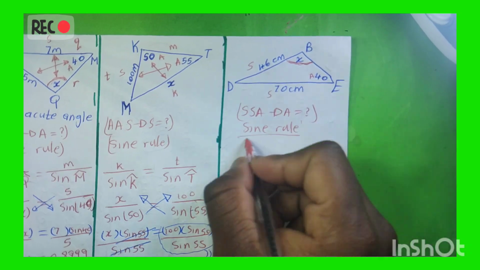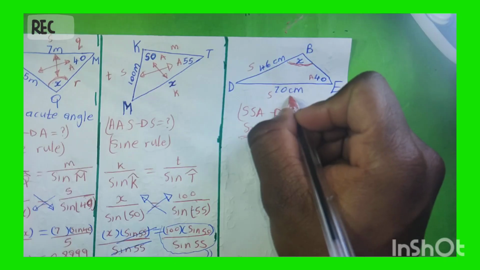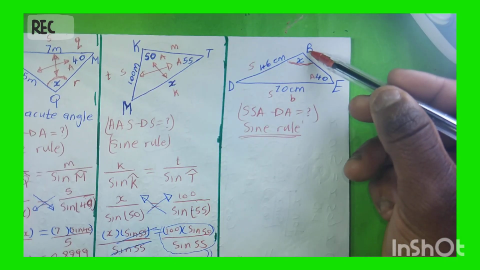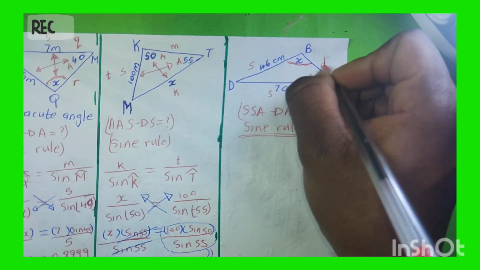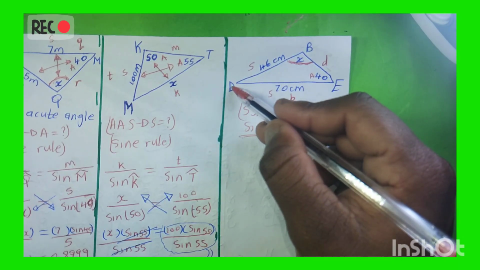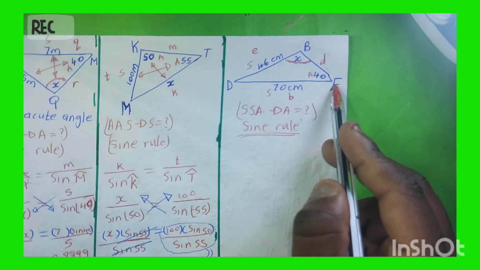And for me to apply what? Sine rule. Straightforward, I identify all the sides. This one there will be small b, because it is opposite big B. Do you see this thing? And this one there will just be small d, it is opposite that big D. And this one there, it's small e, it is opposite big E there.